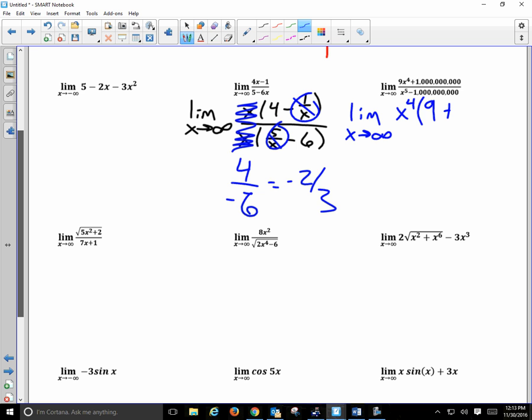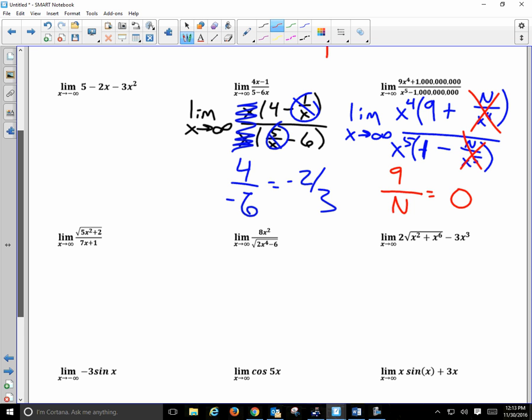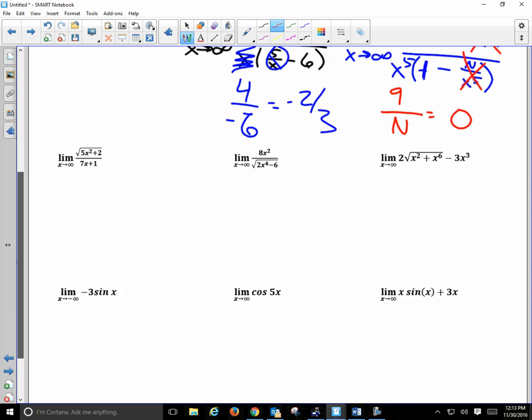I get 9 plus that big number over x to the 4th, x to the 5th times 1 minus that big number over x to the 5th. So you can see that these go away, and all the x's will go away in the numerator. You're left with 9 over a very large number, which is 0.